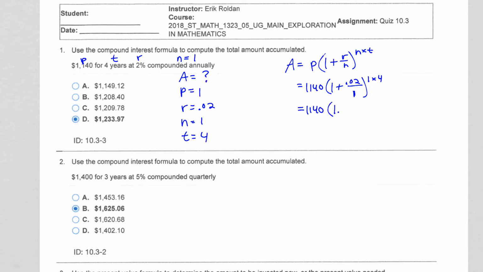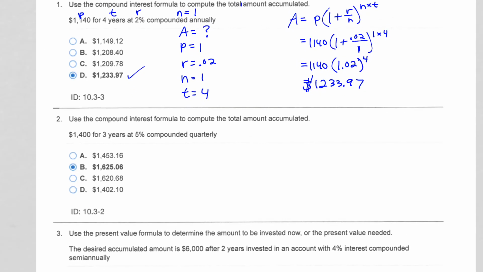So this ends up being 1.02 to the 4th power. Put this in your calculator. Remember, this is an exponent, okay? Sorry about that. So a little 4, it's not times 4, it is raised to the 4th power. Put this in your calculator and you have 1,233.97. There it is. Okay. And we have it again.